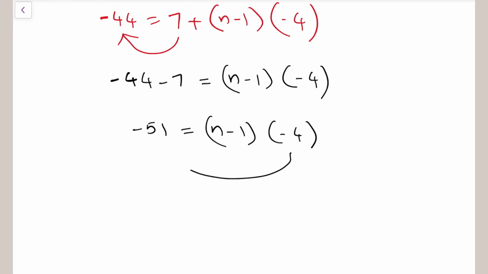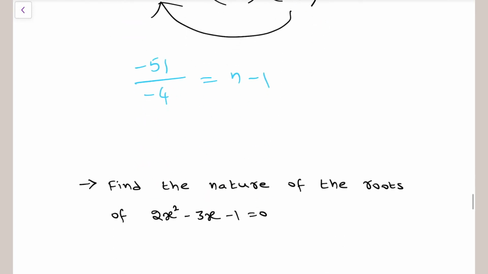Take minus 4 also to this side. Here it is multiplication; if you take it to the other side, it becomes division. Minus 51 divided by minus 4 equals n minus 1. Here minus minus will both get cancelled, but in the 4 table, 51 won't come. So in the 4 table 51 is not coming, which means if we do this long division, we will get a decimal here. But n should not be a decimal. n does not belong to natural numbers.